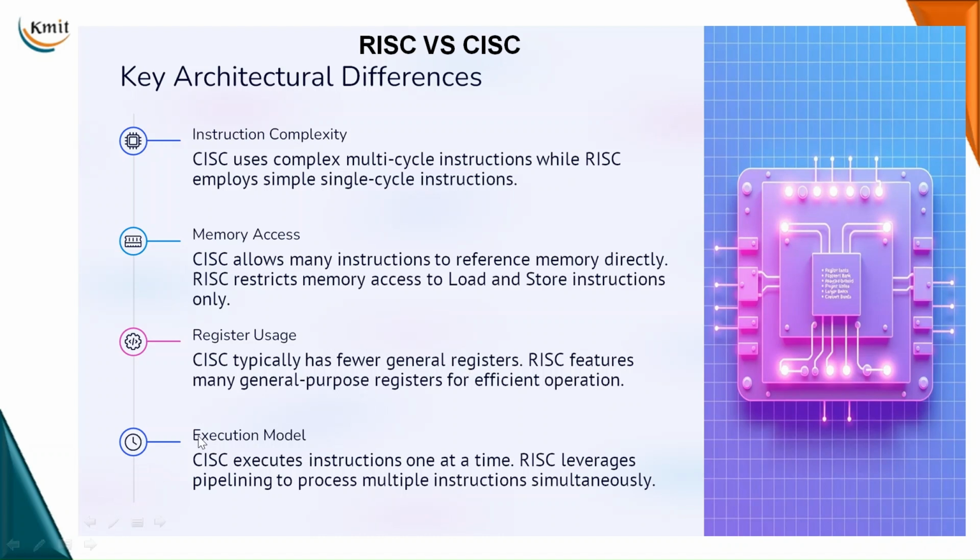Next, coming to the execution model, the CISC executes the instructions one at a time, whereas RISC implements the concept of pipelining. So, at one point of time, more than one instruction can be present in the pipeline at a given stage. So, RISC leverages pipelining to process multiple instructions simultaneously.